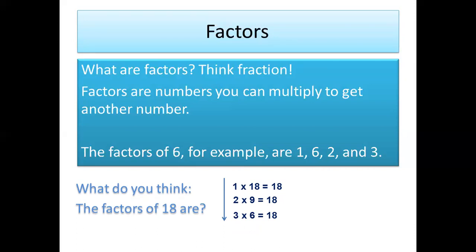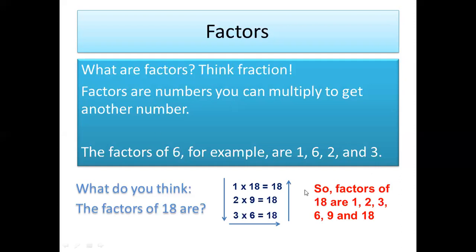Now we will know all the factors. So how many factors do we have? We have 6 factors: 1, 2, 3, 6, 9, and 18. We're going to write them just like this. We are going to list them. Just list them.